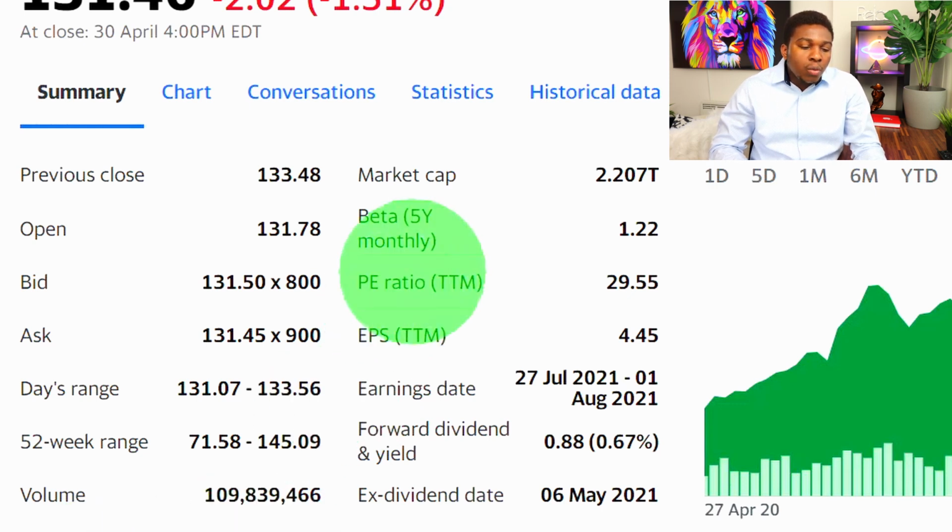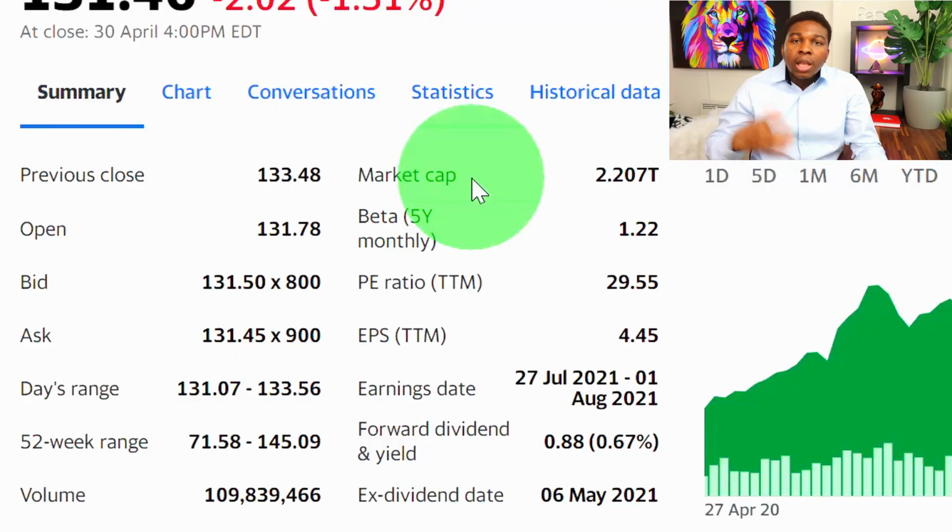shares. Equally, we have the market cap, which is the market capitalization. Market capitalization is just the net worth of the company. What is the value of the company? You get the value of the company by multiplying the number of outstanding shares times the current share price. So this share price of Apple, which is 131.46, times the number of outstanding shares of Apple, will give us the market capitalization. In layman's terms, it's just the net worth of the company.